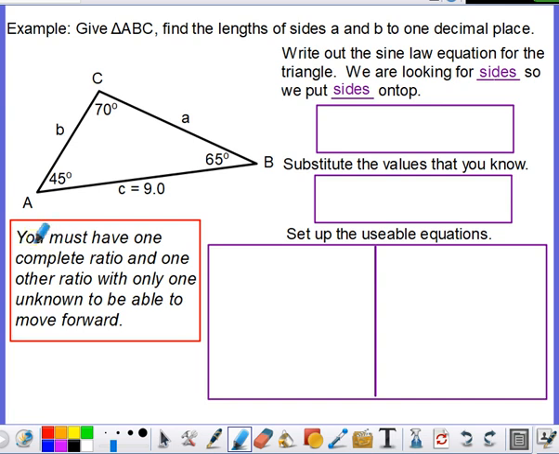And don't forget, it's kind of like similar triangles. We need to have that one complete ratio and one other ratio with only one unknown to be able to move forward. And this is the ratio that in similar triangles I often put a heart around because we totally love it. It says here, write out the sine law equation for the triangle. Since we're looking for side lengths, we want to put the side lengths on the top.